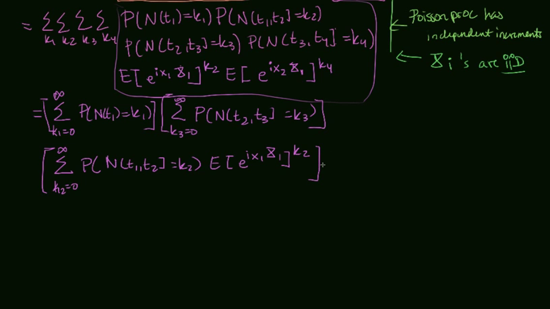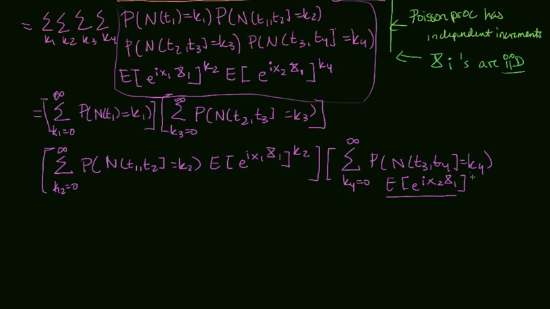And then multiplied, getting a bit tired here, by the sum of K4 going from 0 to infinity of the probability of N of T3 to T4 equal to K4, multiplied by the expectation of e to the i·x2 times the claim size, so the characteristic function of the claim size to the K4.